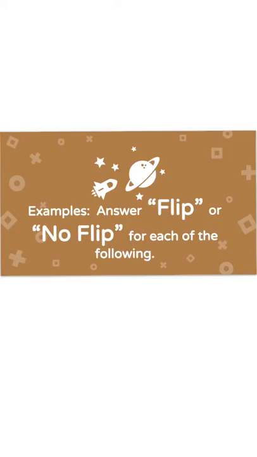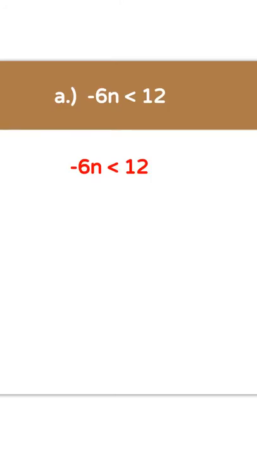Now let's check out some examples. You only need to answer if you flip the sign or no flip of the sign. You do not need to solve them. -6n is less than 12. Do you flip or not flip it? Because you would be dividing by a -6, you need to flip.